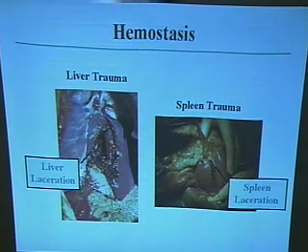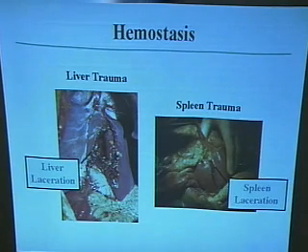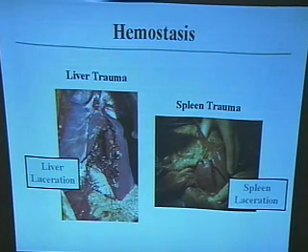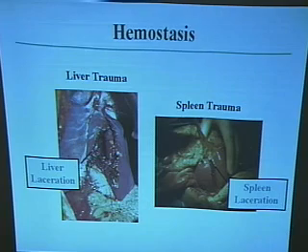Spleen, we have the same problems. In fact, it was once thought that the spleen does not have a very important function, so there were a lot of splenectomies of people who actually had spleen trauma.